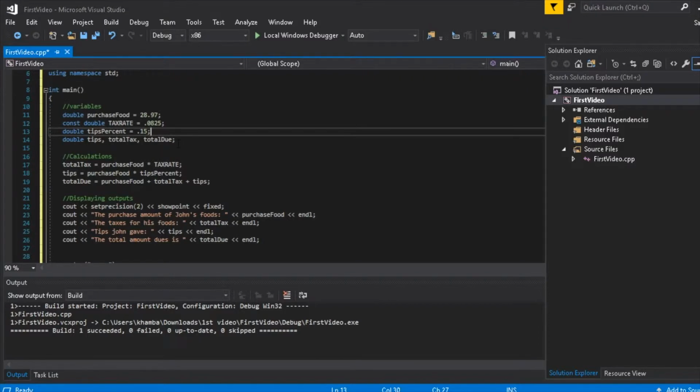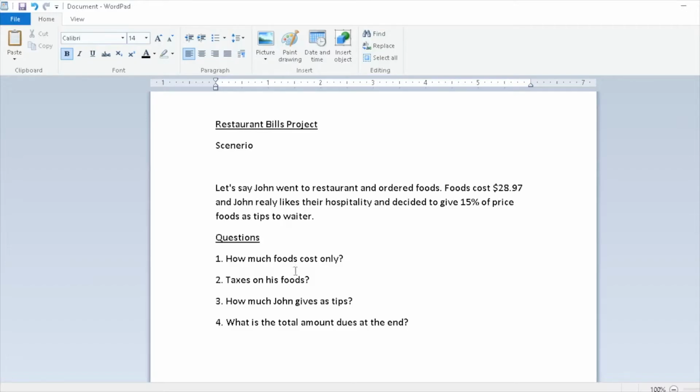And to the calculations: total tax, which comes from here, equals, as I said before, the purchased food times the tax rate. And the tips are the purchase price times the tips percent, and John decided to give 15%.